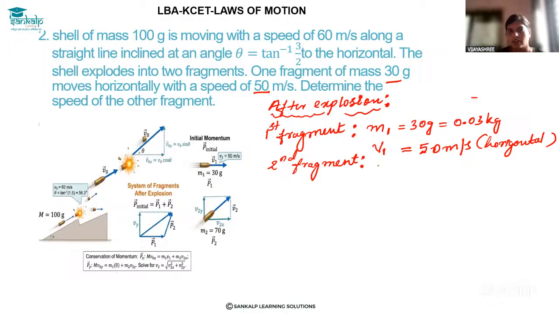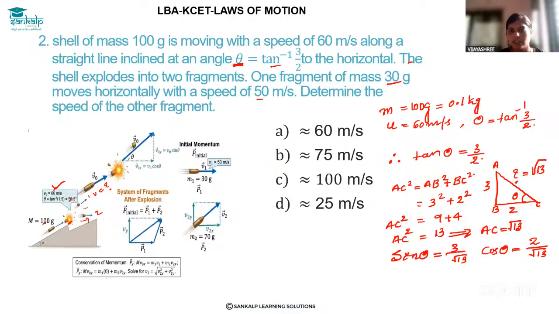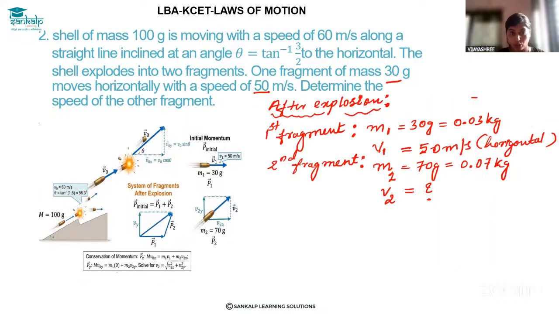Second fragment, what is the mass? M2 is equal to 70 gram, converted to kg, 0.07 kg. Speed is unknown, we need to calculate that. Now resolve the initial velocity into two components. What is the initial velocity? It is 60 meter per second. Let us resolve this 60 meter per second into two components.